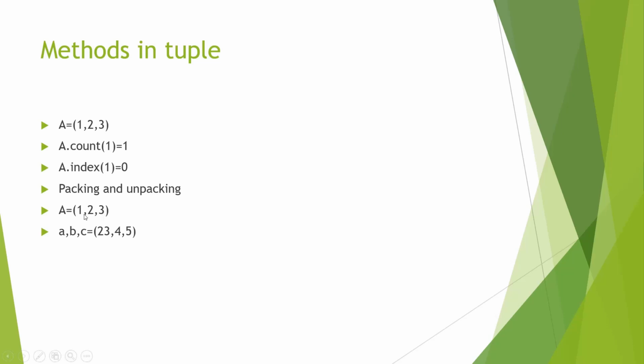Now how do we do unpacking? So we can write variables a, b, c, and then on the right side of the equal sign we can write any tuple. What happens is, each value from this tuple will be assigned to each of these variables. So value 23 will be assigned to a, the value 4 will be assigned to b, the value 5 will be assigned to c.